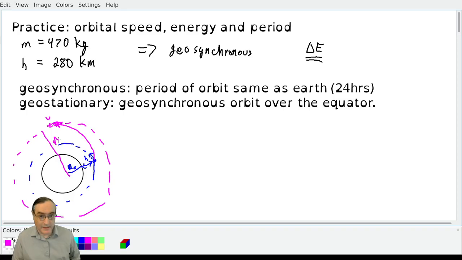So we've got a few different things we have to find here. We have to find that radius r, which we'll do from the period. We have to figure out what the energy looks like for an orbit. So we're going to do both of those in just a moment here.